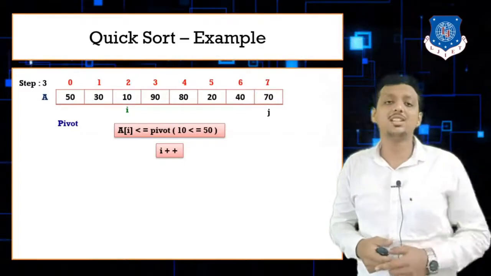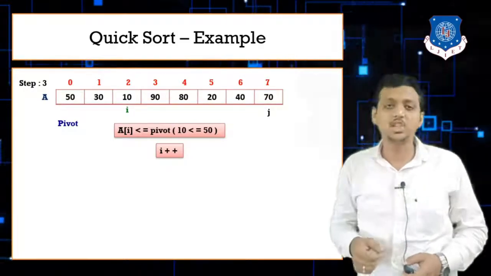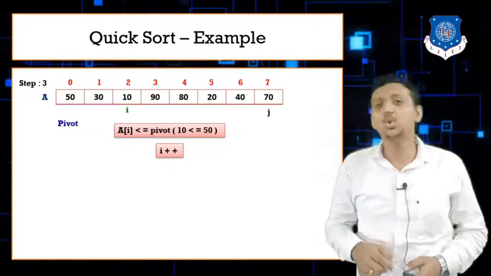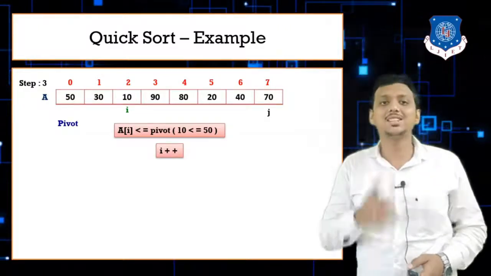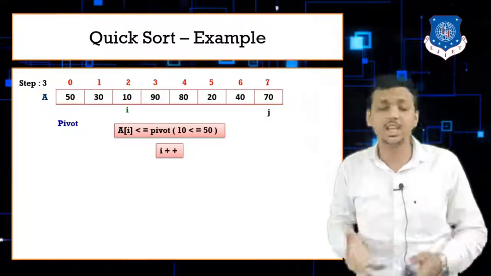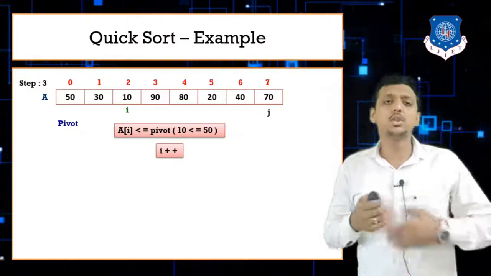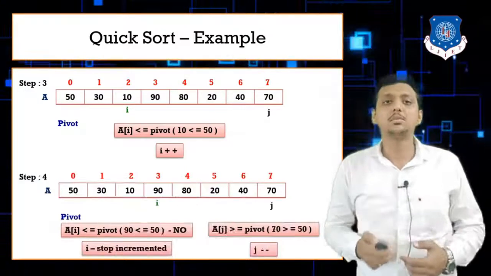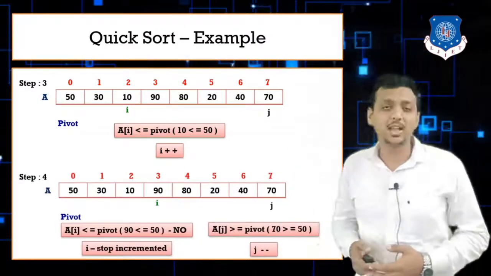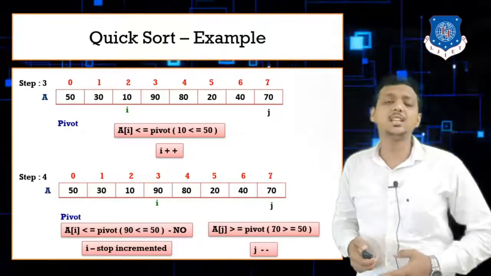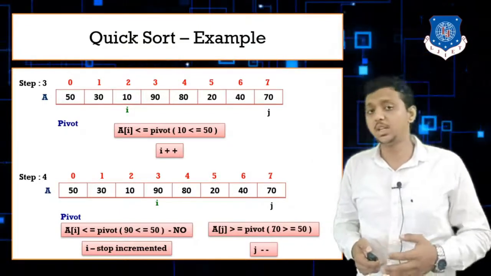Fine. Now my I is at 10. Again you need to check the same condition: A of I is less than or equal to pivot or not. So 10 is less than or equal to 50. Yes. So you just need to increment the I pointer. So I am incrementing my I value over there. Now my I is pointing at 90.